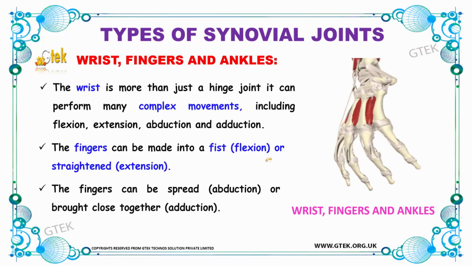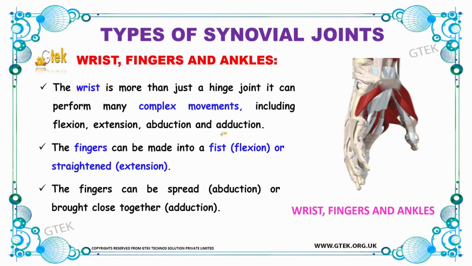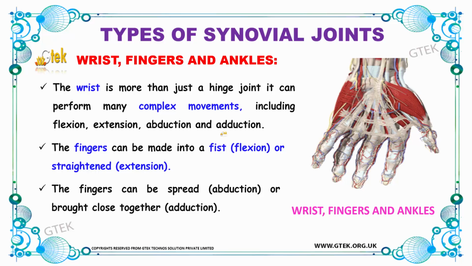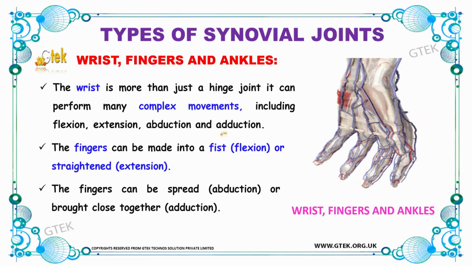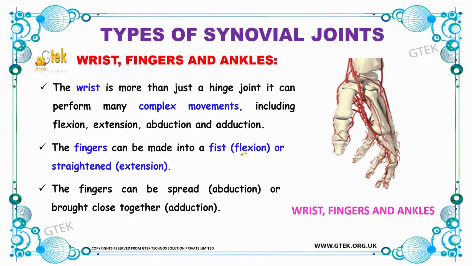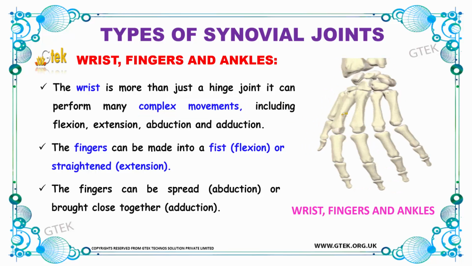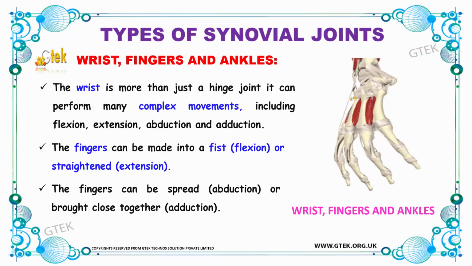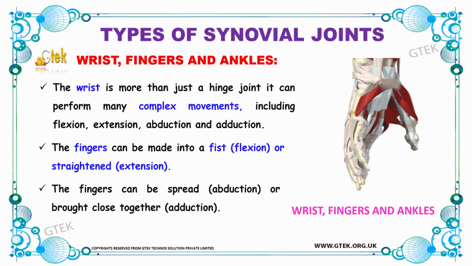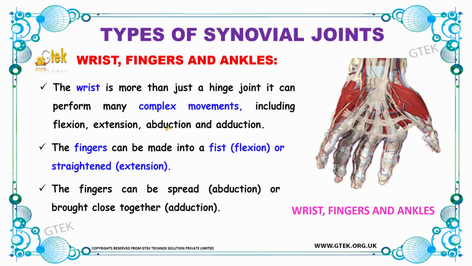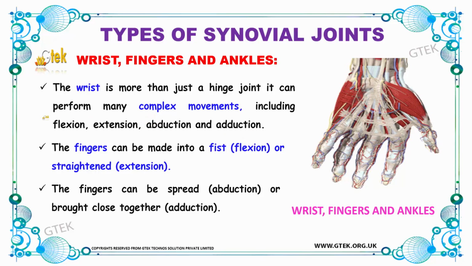Next, we are going to see the joints in your wrist, fingers and ankles. Your wrist is more than just a hinge joint. It can perform many complex movements. It includes your flexion, that is your bending, extension, that is straightening back, abduction and adduction. So these are the complex movements that can be done by your wrist.